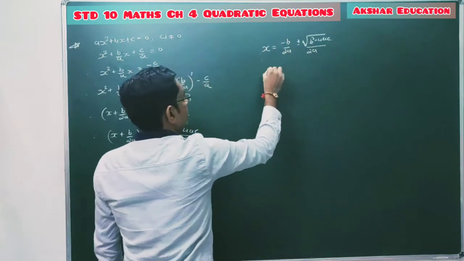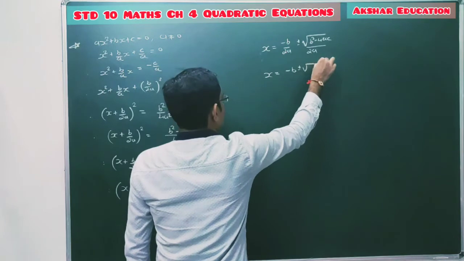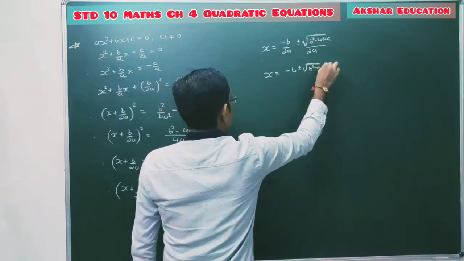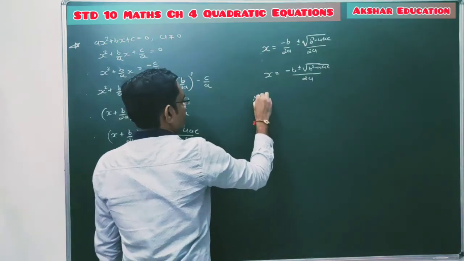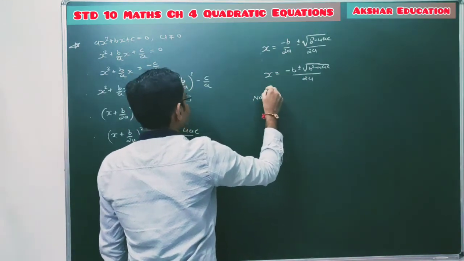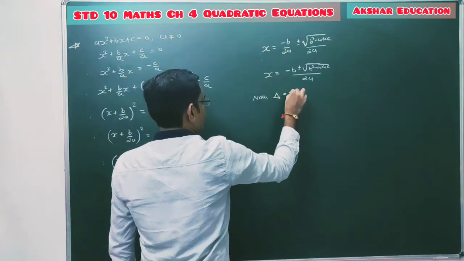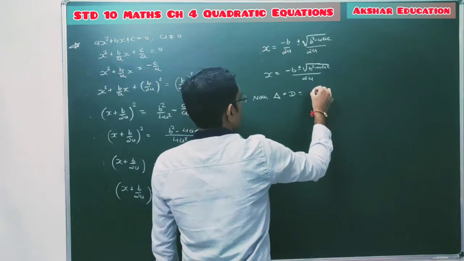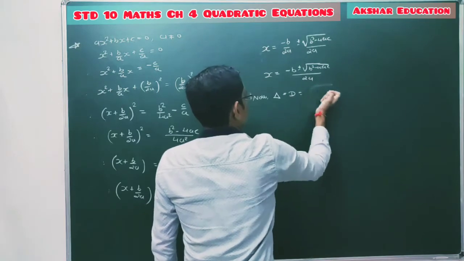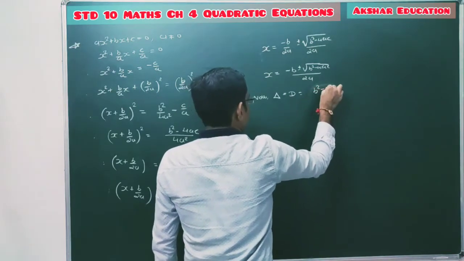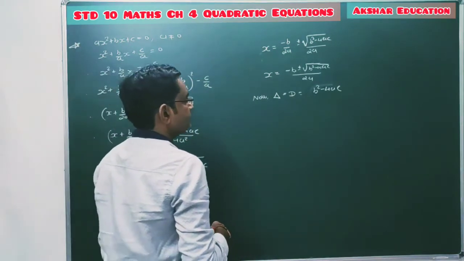Now again, 2a is the LCM, so x is minus b plus or minus square root of b square minus 4ac divided by 2a. Now we are defining the discriminant of this quadratic equation, that is delta. Sometimes it may be represented by D. The discriminant of this quadratic equation is nothing but the value of the term b square minus 4ac. b square minus 4ac, that is our discriminant.